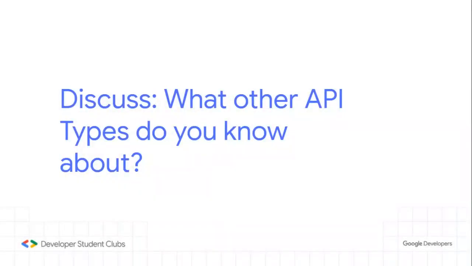All right, so again, we want to think about any other API types that you know about. You might know of some now, you might find or encounter others as this year goes on, maybe in the next couple of weeks. So if you encounter an API, my challenge to you is to think about how you can apply it, and specifically how you can apply it to the project when we get to that point.